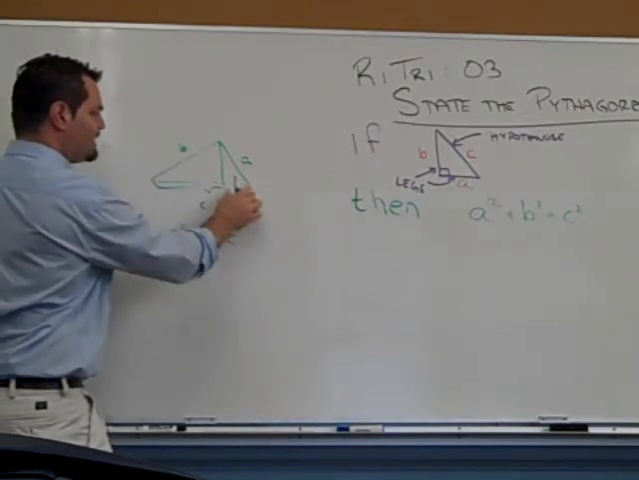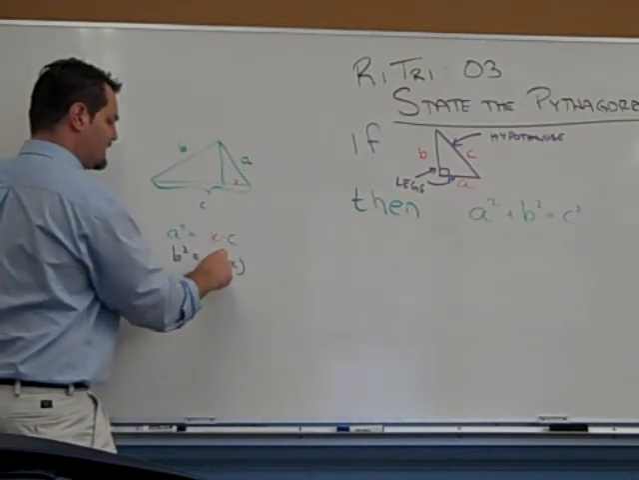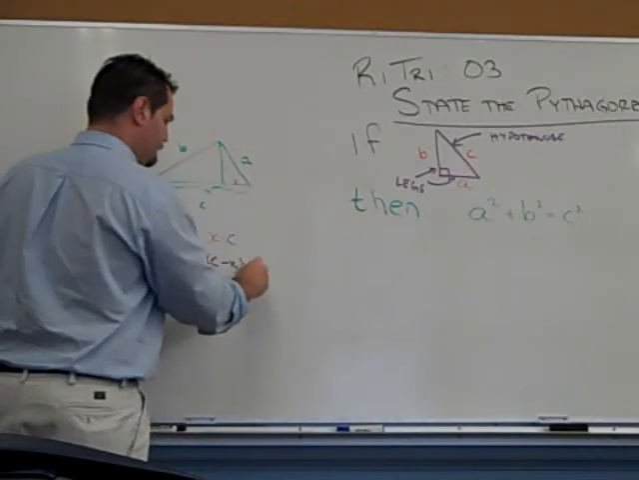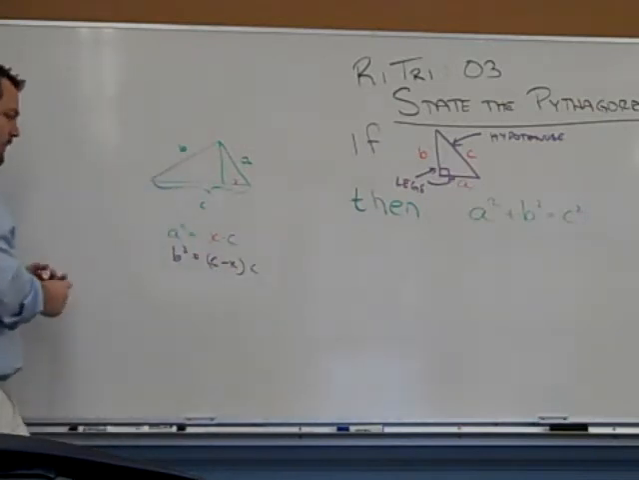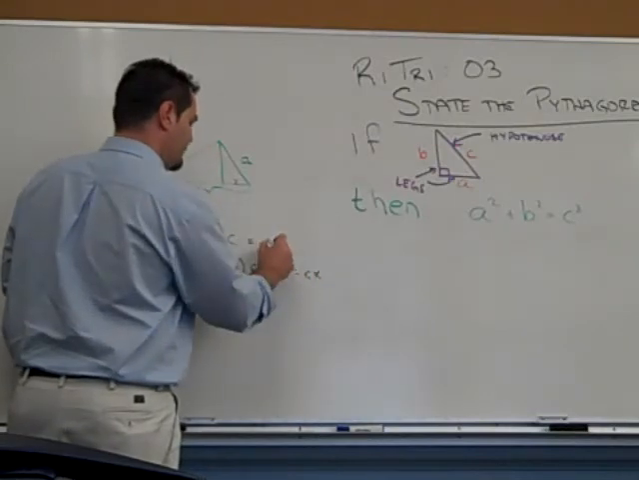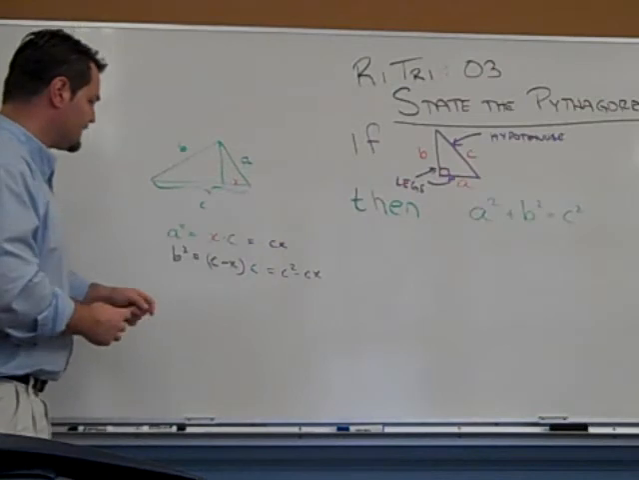Now, if this whole thing is C, how big is this? Well, that would be C minus X times that whole length of C. Multiplying this out, we get C squared minus CX. Multiplying the other out, putting the earlier variable closer to A first, we get CX.